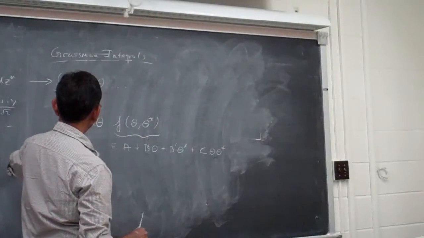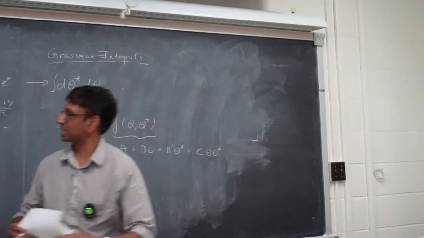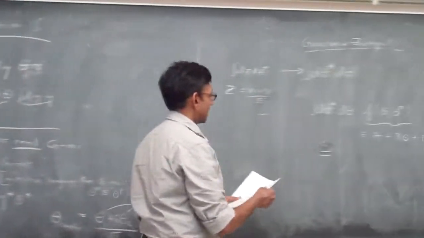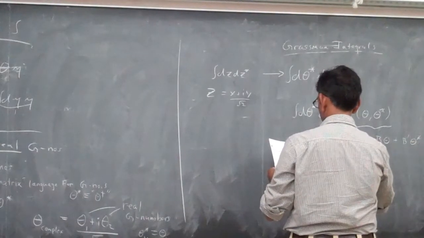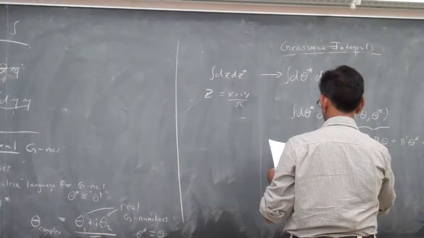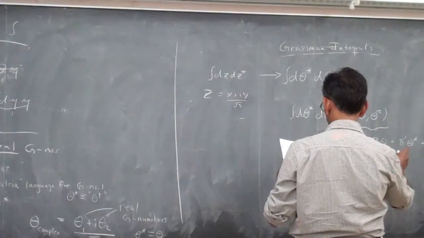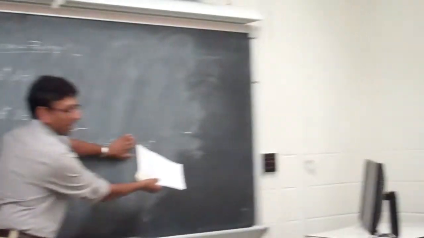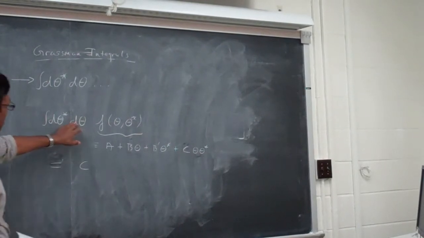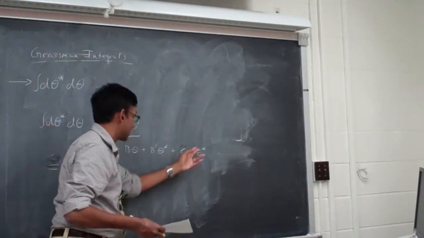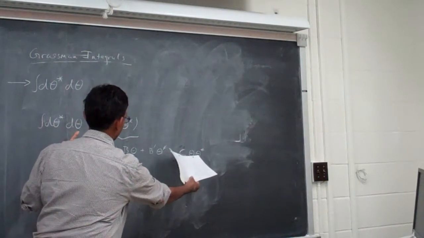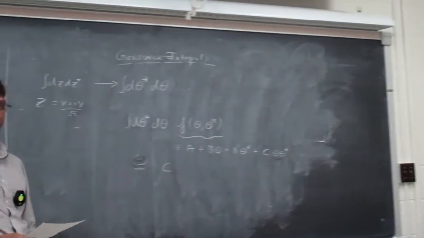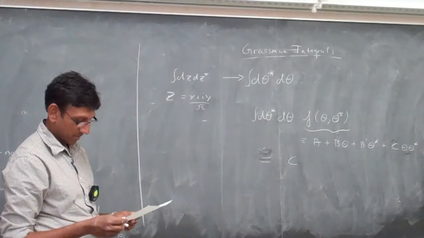So that would be like doing integral d theta 1 d theta 2 of theta 1 theta 2. It would be exactly like doing this integral. In other words, it would not be 0. And indeed, that's the case. So there's just one non-trivial answer, and it is the coefficient of the theta theta star term. In other words, the crucial integral is 1. So the quick way of doing it is integral d theta star d theta of theta theta star, where it's in the opposite order, is 1. Okay, so that's the other rule to remember.